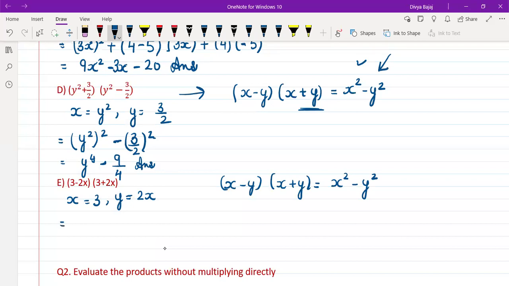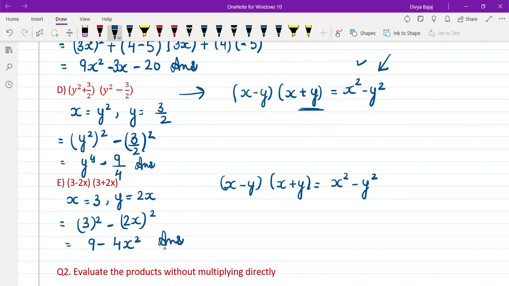Our first term x is 3 here, so we'll be doing 3 square minus the square of the second term. Here the second term is 2x, so (2x) square. Solving it further, we will have 9 minus (2x) square, which means 2 2s are 4 and x square. So this is the answer of the E part.